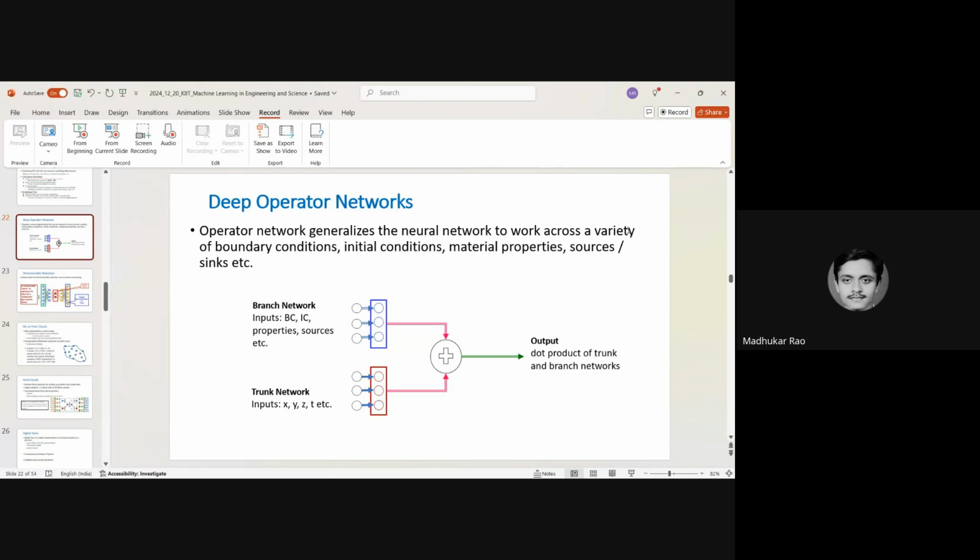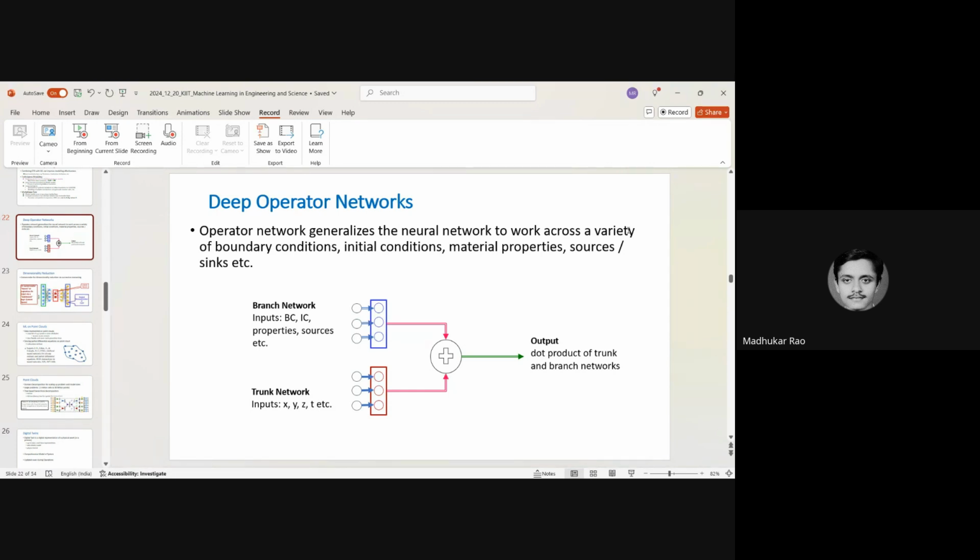The branch network encodes the boundary conditions, initial conditions, fluid properties, sources, and so on. The trunk network brings in the effect of the coordinates x, y, z, and time, and then it takes a dot product of the two to give the final result.